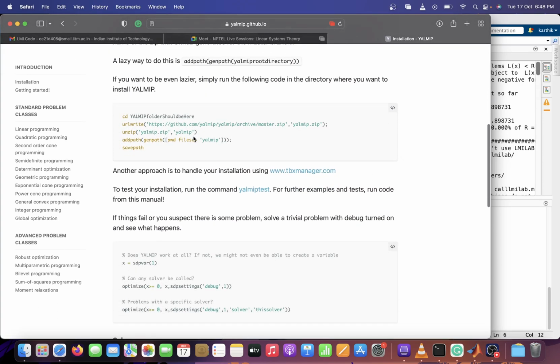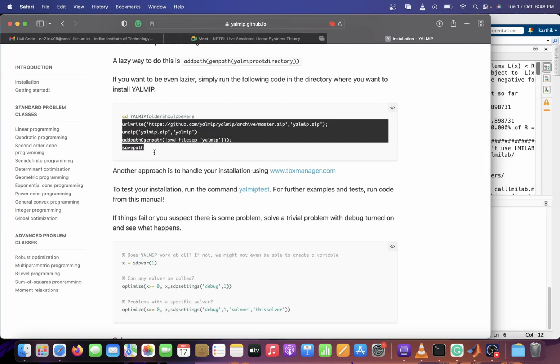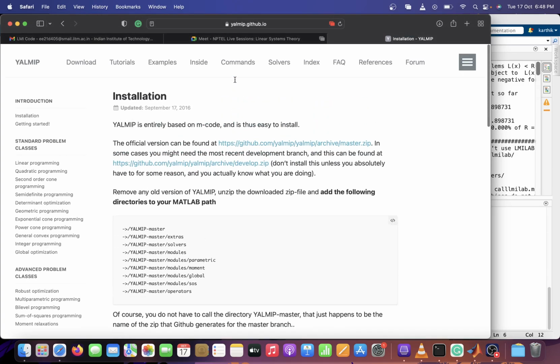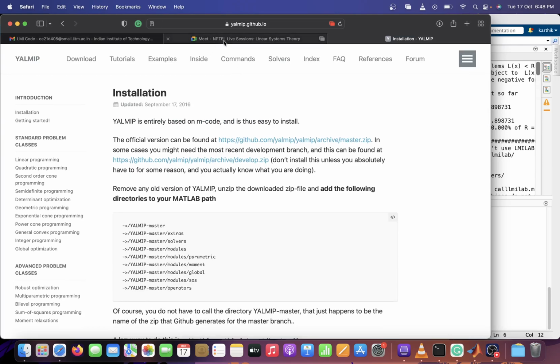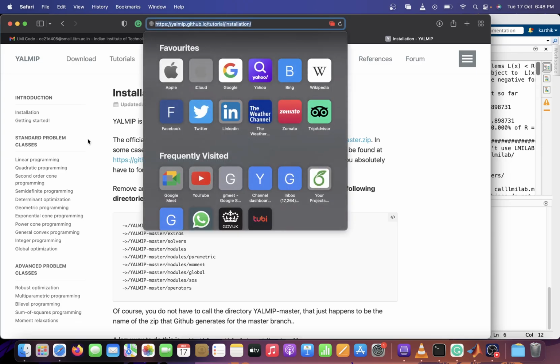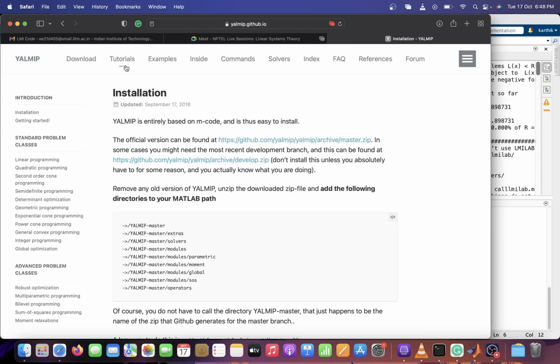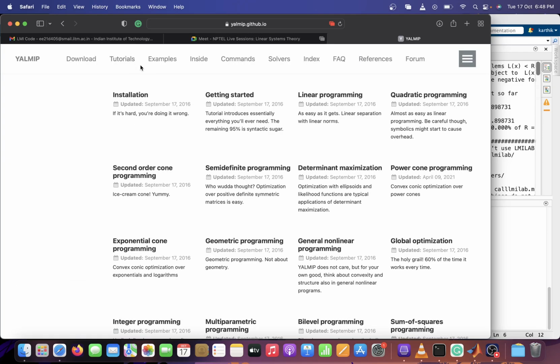So this is pretty simple. Just download. You don't even have to download. Just open the folder where you have to install and just run these 4 codes. And second thing, after you install, you may require something called SeDuMi, so you'll have to install that also. It's again the same. You can just download from Git and you can run the MATLAB code.